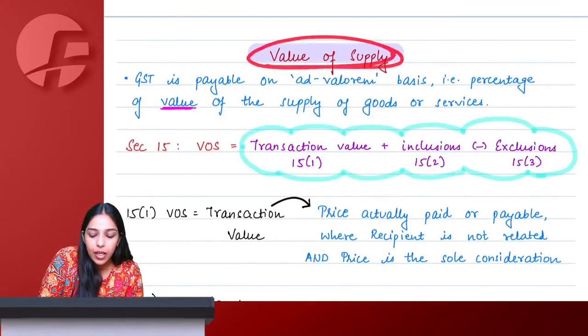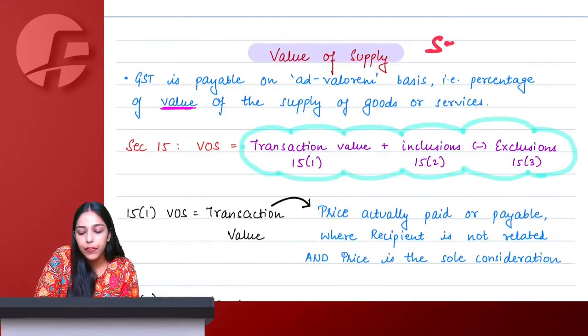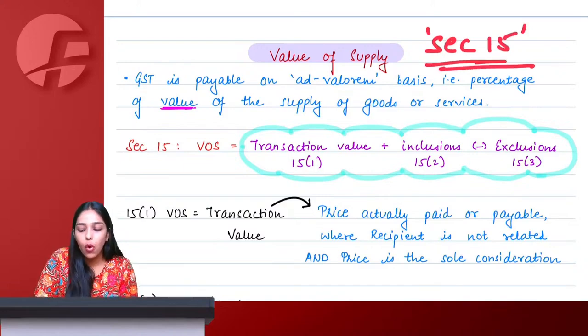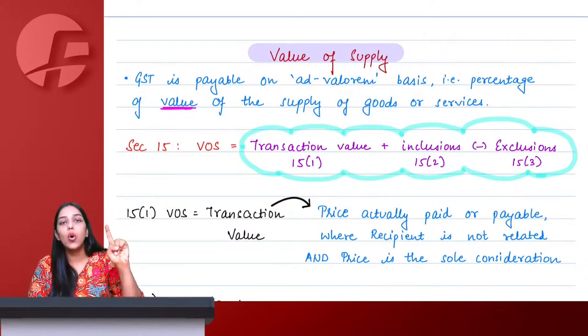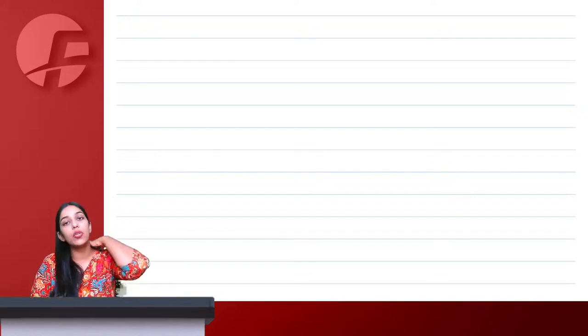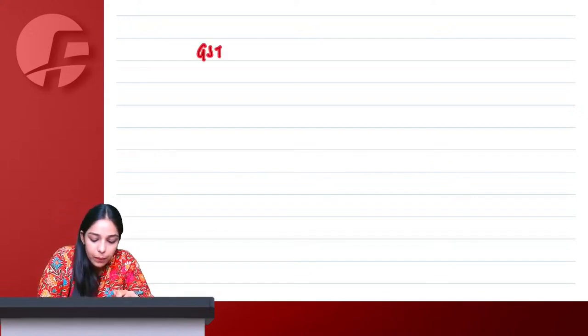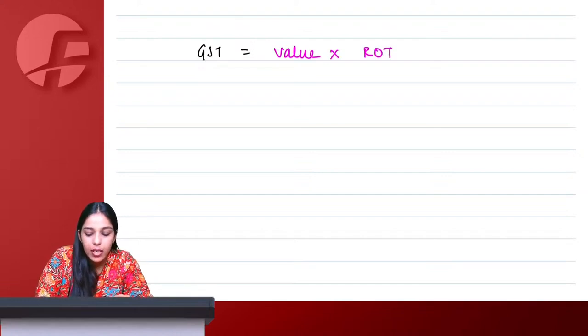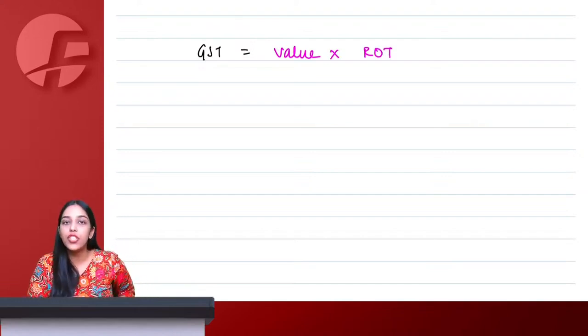Right, ma'am. Now starting with section number 15, which is value of supply. One whole and sole section which carries the entire weight of value of supply on its shoulders. Now, why do we need to determine value of supply? Because GST amount needs two variables. Value of supply into rate of tax always gives us the amount of GST.